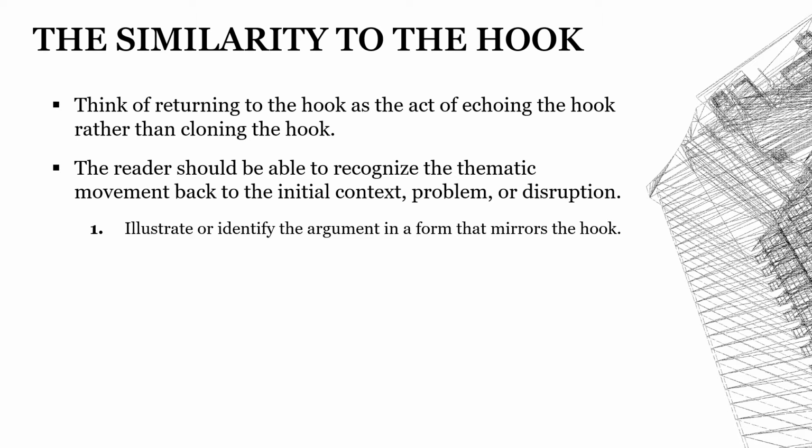It is generally best to think of returning to the hook as the act of echoing the hook, rather than cloning the hook. The reader should be able to recognize the thematic movement back to the initial context, problem, or disruption. Writers typically develop this recursive movement in one of 3 ways. First, writers could illustrate or identify the argument in a form that mirrors the hook.